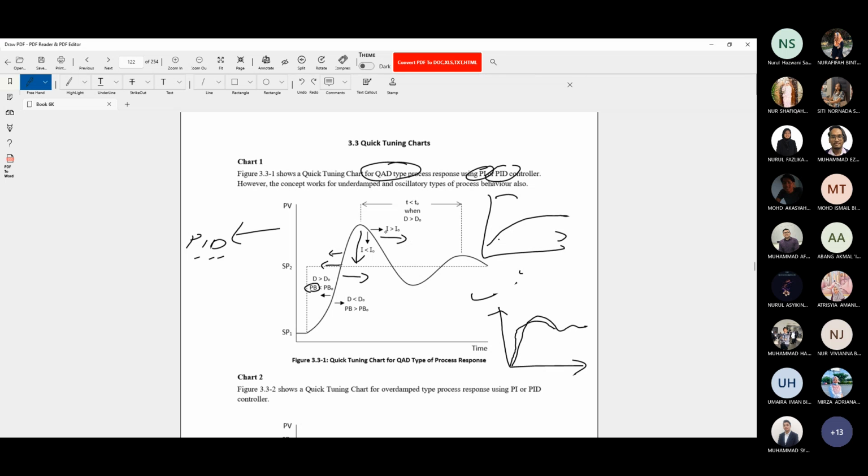the time between the peaks will become smaller. That means your graph shape will be like this. D will go to the side and then the peak maybe like this. The time between the two peaks becomes smaller. If you change the value of D greater than D naught. If you change the value of D lesser than D naught, the graph will shift to the right.